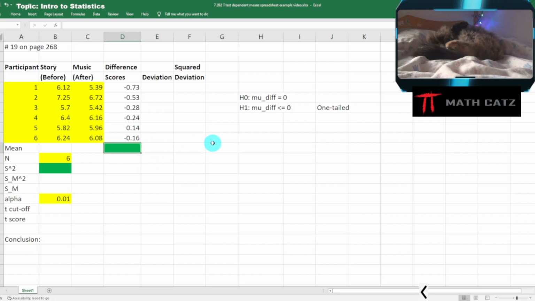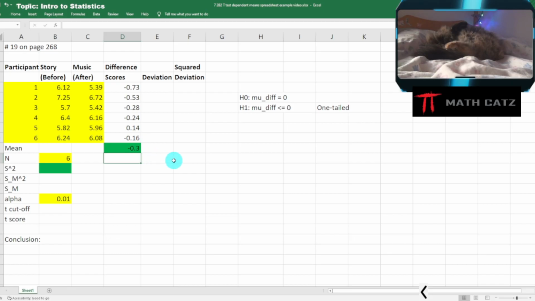We're going to calculate the mean as simply the average of the difference scores. So we have a built-in function for that, average. I see it over there. As soon as I type a few letters, double click on that, and I'm going to select all these and then close my bracket like so. And then enter. So we have a mean difference score of negative 0.3.